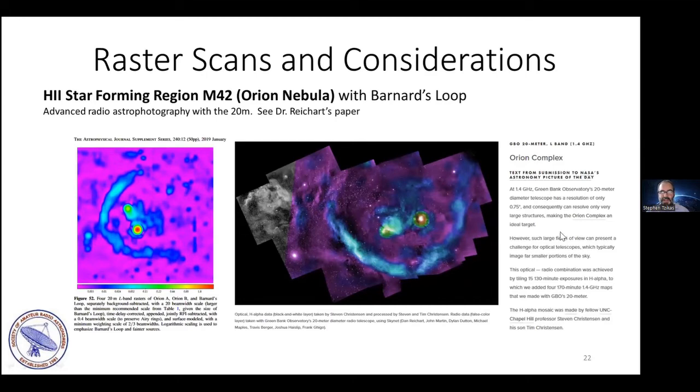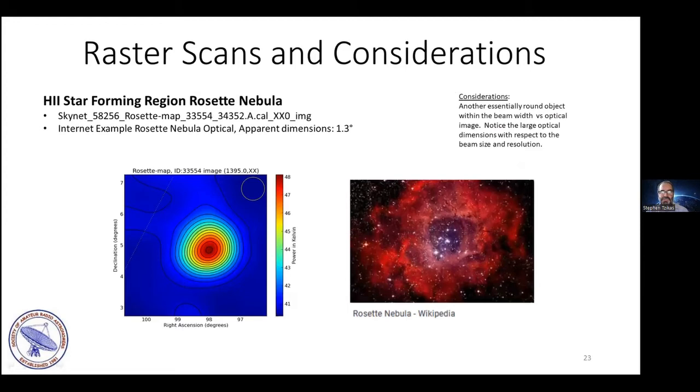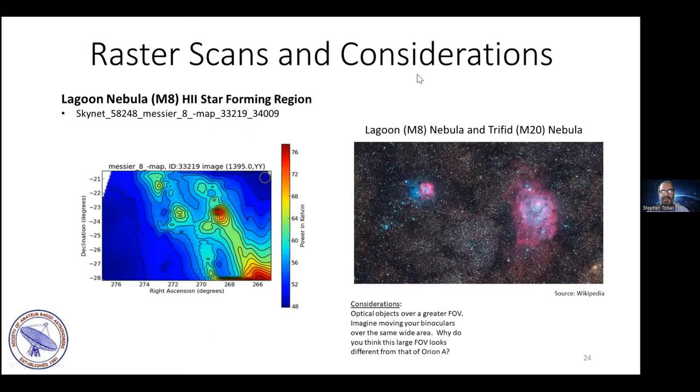So he's got a lot of materials on his website and in his papers on how to use this scope at an advanced level. I won't say too much of this. This is the Rosette Nebula. The apparent dimensions are actually very large, 1.3 degrees. So the radio map corresponds with that. How do I know? Because if you look at the number of degrees in here, it's about 1.3. So they do correlate.